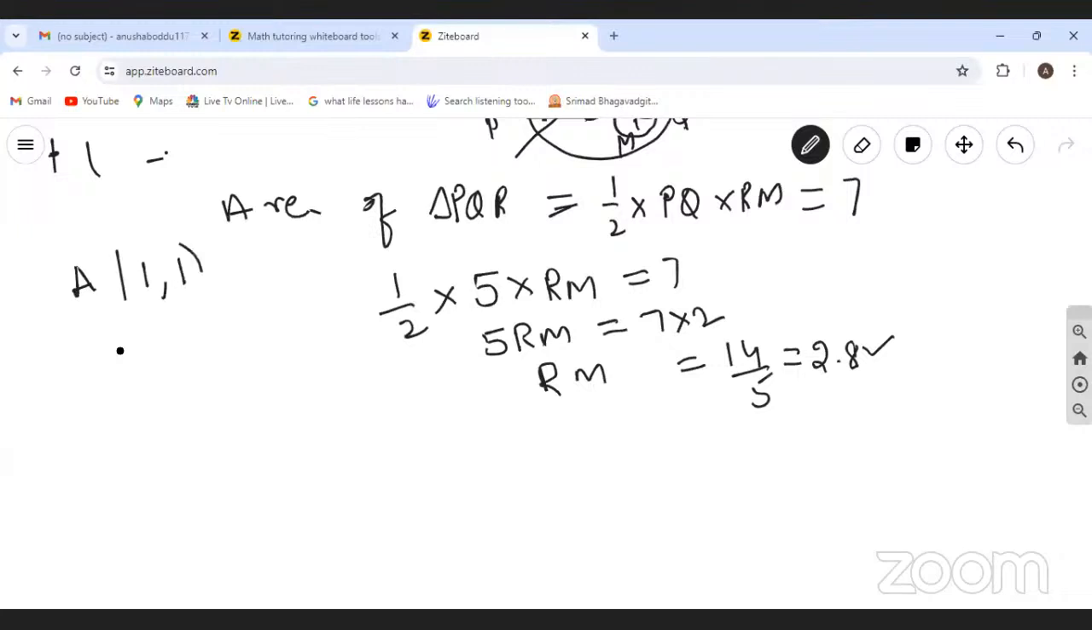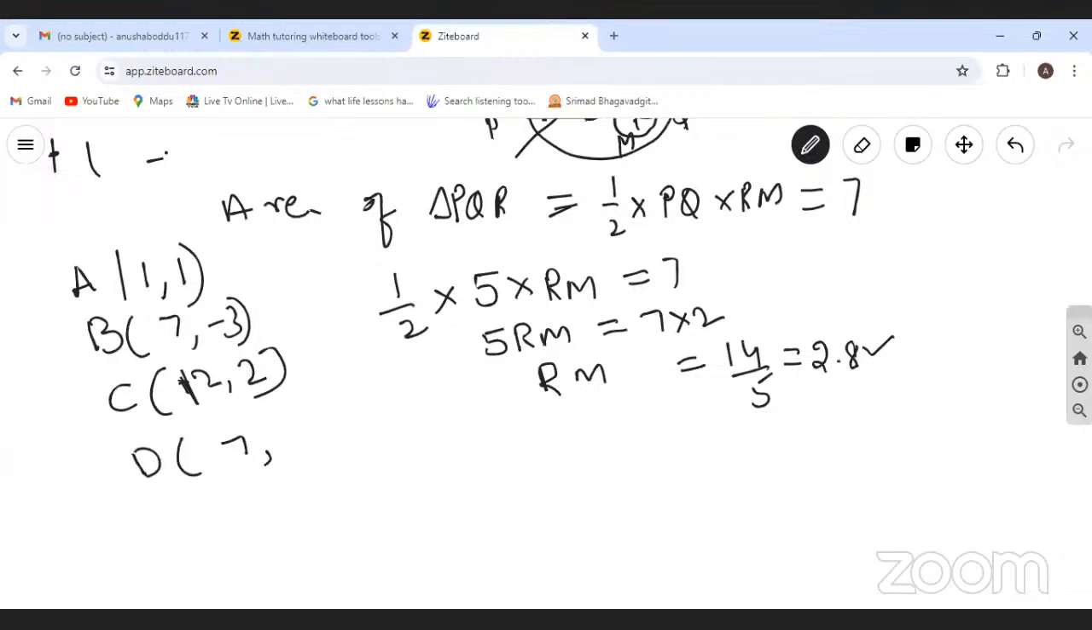Which formula do you need to use here? Do you know the formula? If they gave you 4 points, do you know the formula? No? We need to use all the 4 points at a time now.